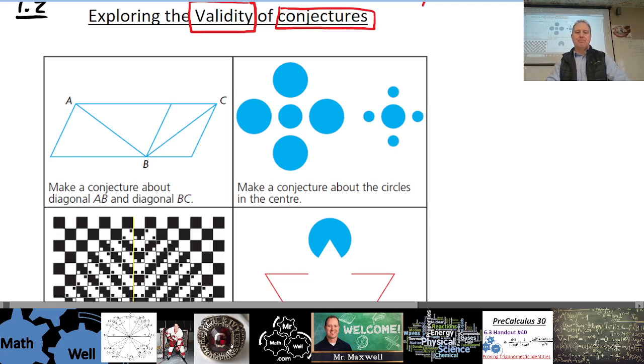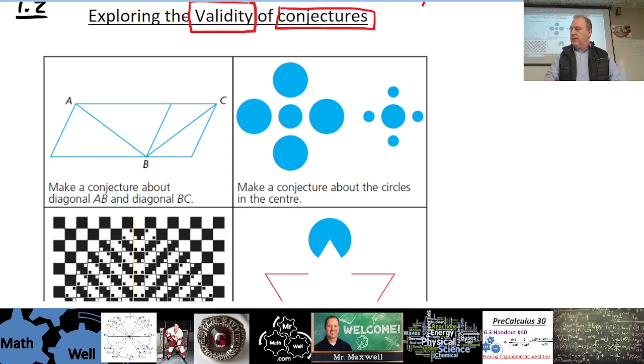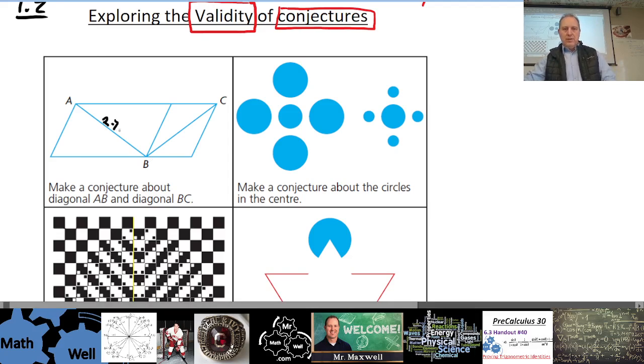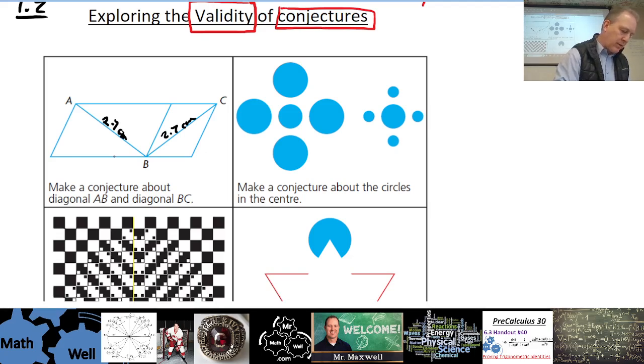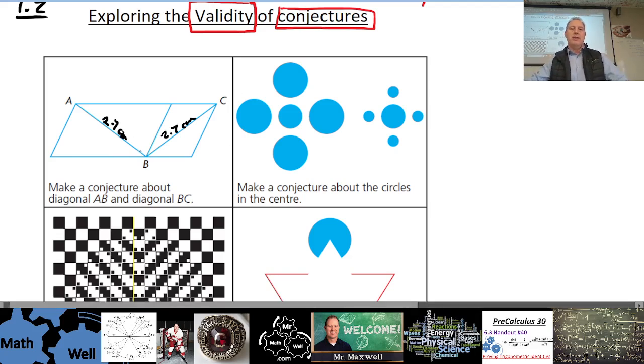What are we finding? All right, so you get a ruler out. That's one way you can check these conjectures, right? This is 2.7 centimeters, and this one is 2.7 centimeters. They are the same length, even though they don't look the same length. Now, a quick calculation on the angle there. It does not appear that the angle is 90 degrees at all. If you get a protractor out and you measure that, this one is about 105 degrees. So this is not a 90-degree angle.